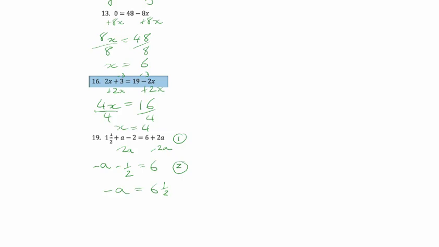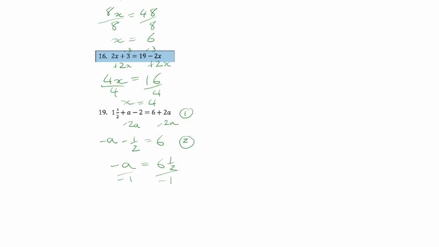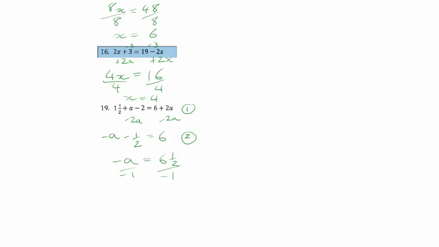So what are we doing to a? We're multiplying it by minus 1. I can divide by minus 1. That's the opposite operation. Divide this side by minus 1. Or I could multiply both sides by minus 1 to get the same result. Minus divided by minus is positive, so we have a is equal to, whatever divided by 1 stays the same, 6.5.